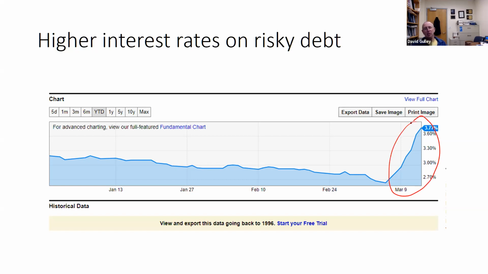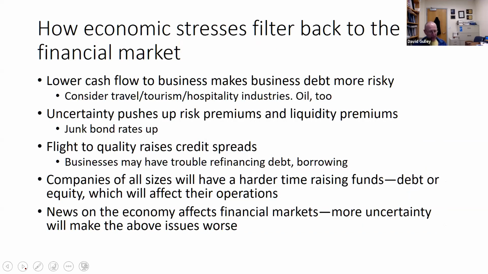The increases in junk bonds, even lower rated bonds, the interest rate increases have been even more dramatic. And so what happens here is that economic stresses are showing up and affecting financial markets. For example, as businesses see lower cash flow, that makes certain business debt more risky. Consider the travel, tourism, and hospitality industries. They're seeing their cash flows fall dramatically, and that might affect their ability to service their debt.